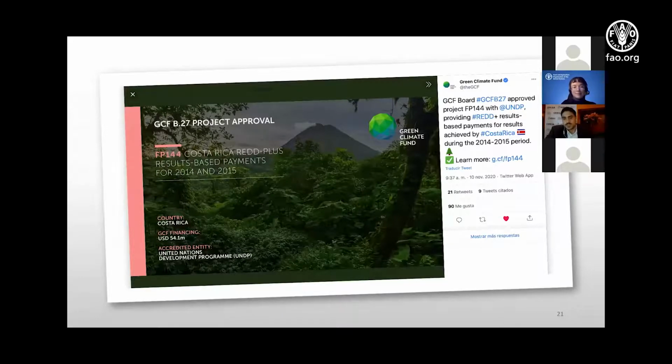Nevertheless, all this work and knowledge have helped gain very important achievements, like the recent announcement that Costa Rica became the first Central American country to receive non-reimbursable funds from the Green Climate Fund due to its successful results in climate matters by reducing greenhouse gas emissions associated with deforestation in the 2014-2015 period.